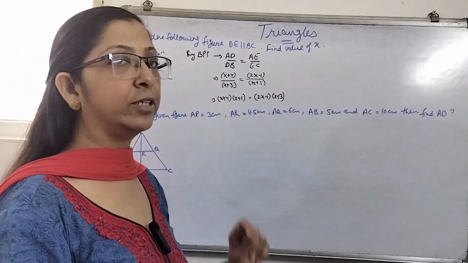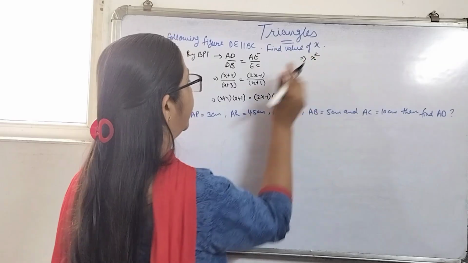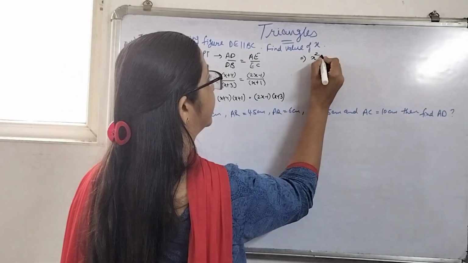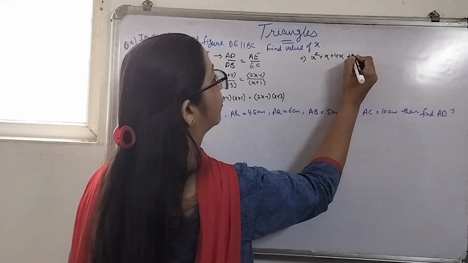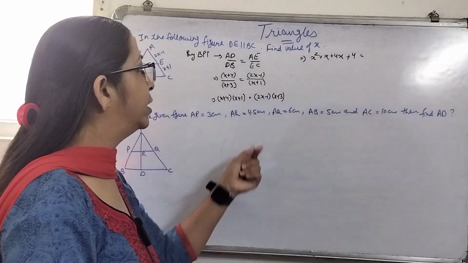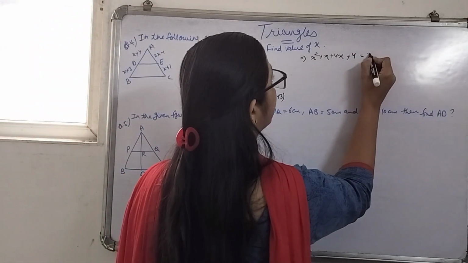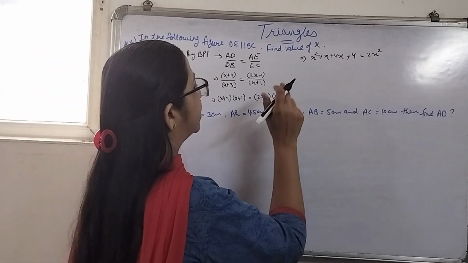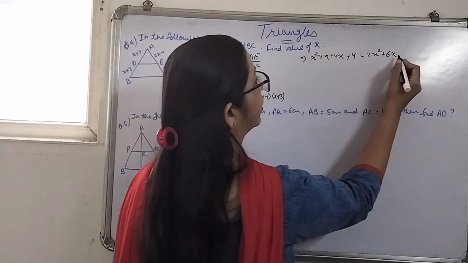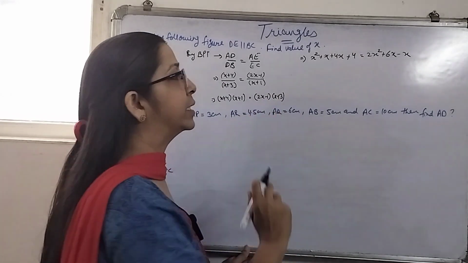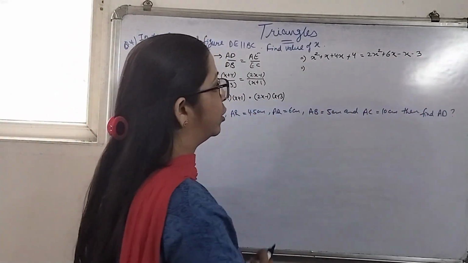Now if we solve it further, x multiplied by x will be x square, x multiplied by 1 will be x, then 4 multiplied by x is 4x, and 4 multiplied by 1 will be 4. It is your LHS part. Now we will be solving the RHS part. 2x multiplied by x will become 2x square. 2x multiplied by 3 will be 6x. Minus 1 multiplied by x will be minus x. Minus 1 multiplied by 3 will be minus 3. Now we will be solving it further.